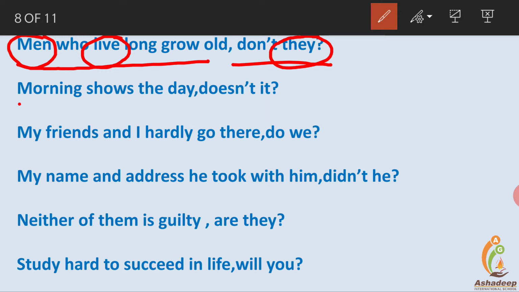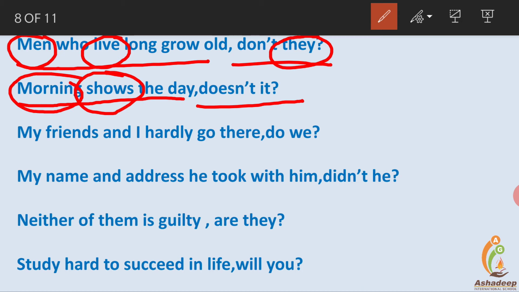Next one, morning shows the day, doesn't it? Here again it's a positive sentence, so the question tag is negative. There is no auxiliary verb, so we follow the tense. Shows is the simple present tense, which takes either don't or doesn't, but morning is the subject and it is the pronoun, so doesn't is the verb used with it. Doesn't it?